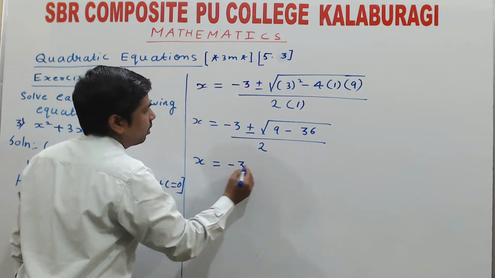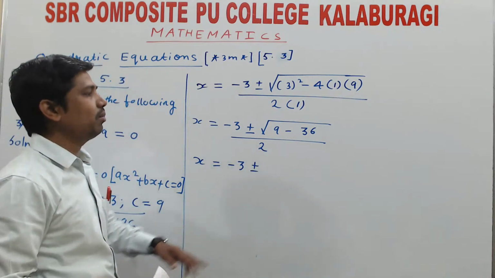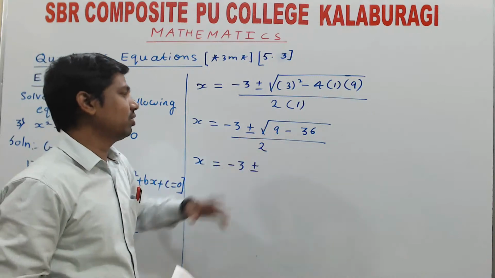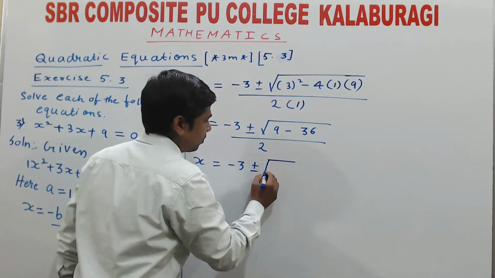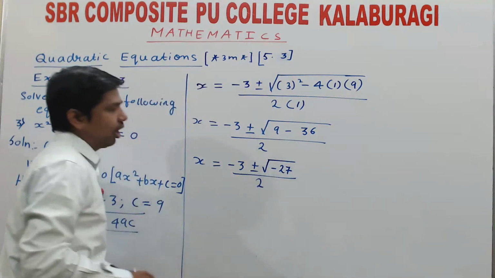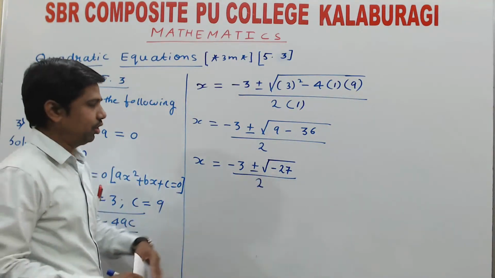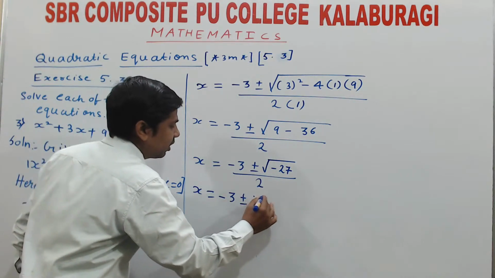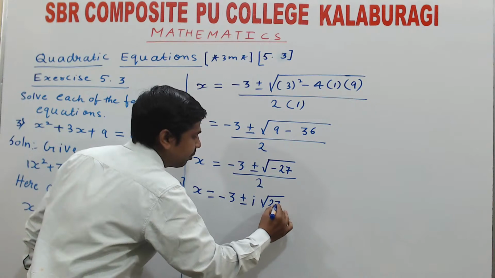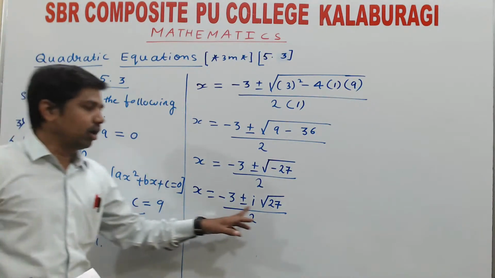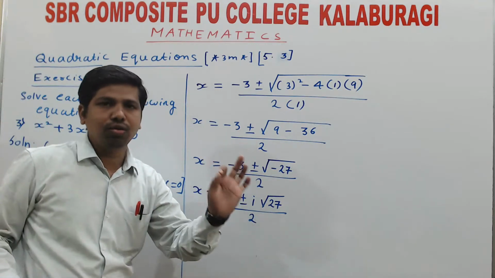x equal to minus 3 plus or minus square root of 9 minus 36, which is minus 27, divided by 2. Under the root, a negative is imaginary, right? So x equal to minus 3 plus or minus i root 27 divided by 2, a is 1. Up to here also, if you write, you get total full 3 marks.